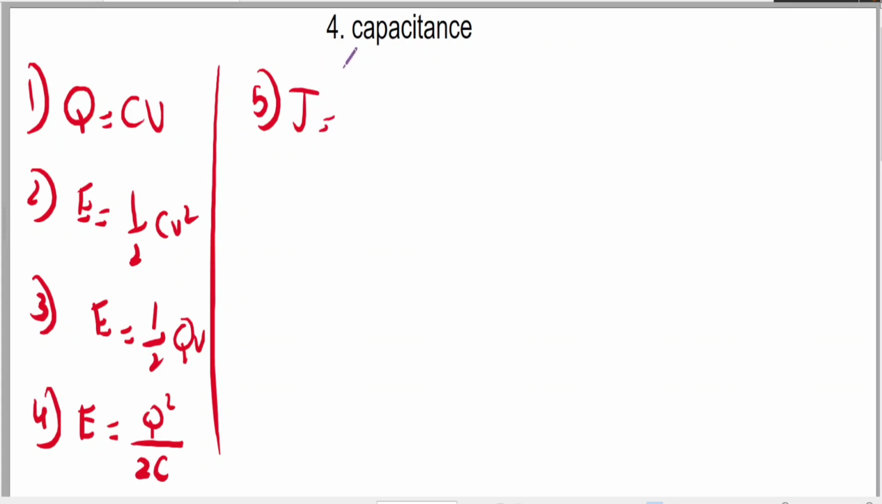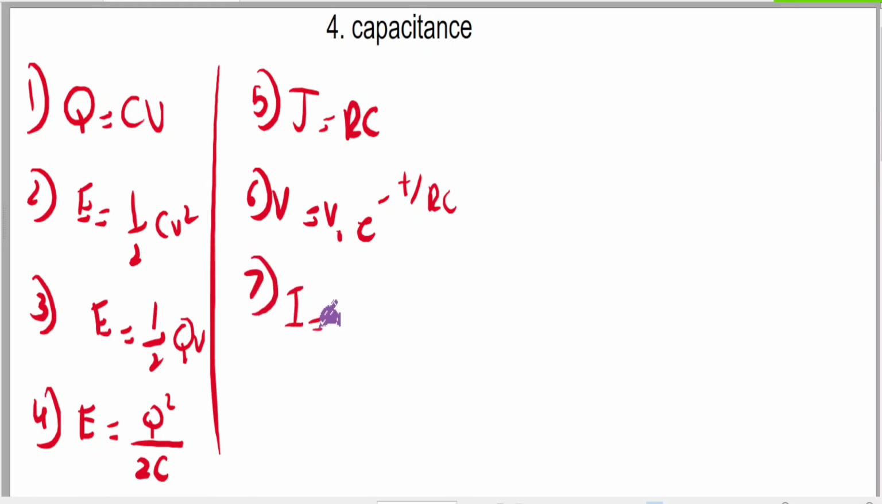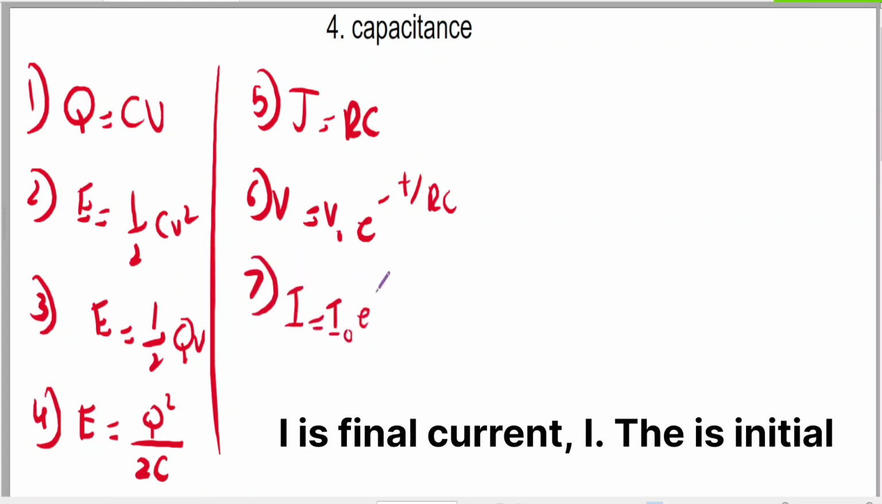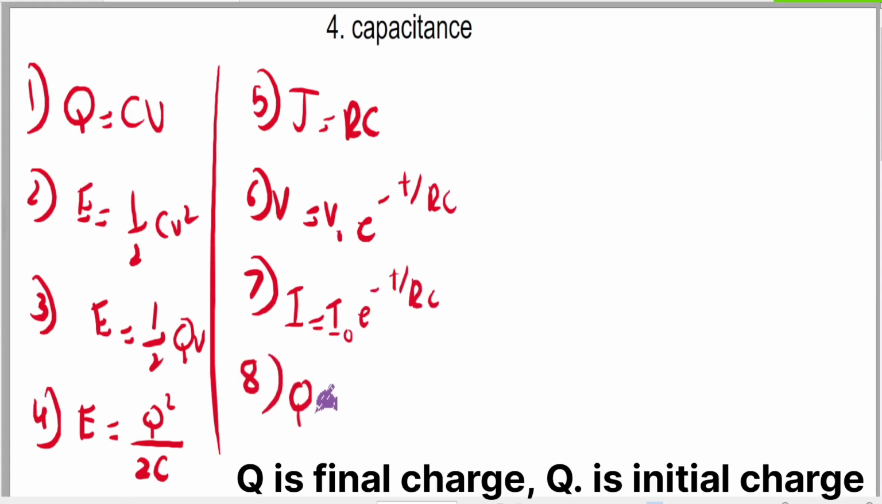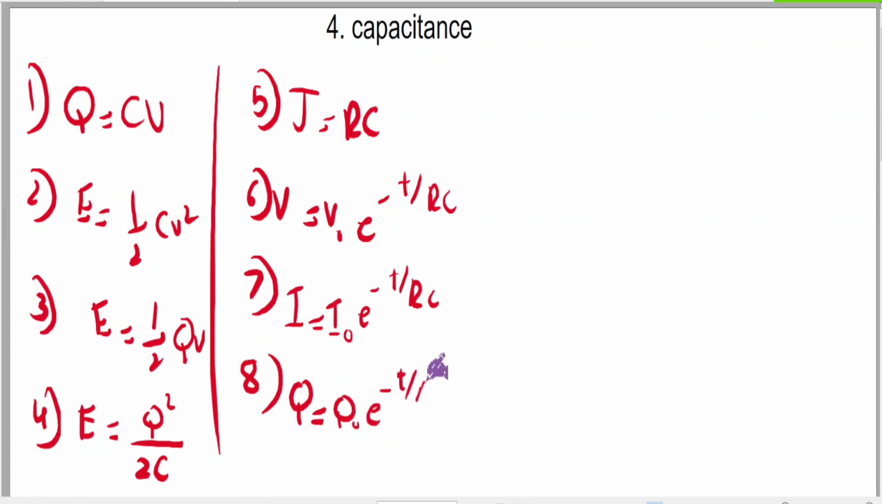Time constant T equals R C, where R is the resistance, C is the capacitance. Voltage is V naught, the initial voltage, into e raised to power negative t over R C, where t is the time taken. Similarly, I is I naught e raised to power negative t over R C. And finally, Q equals Q naught e raised to power negative t over R C.